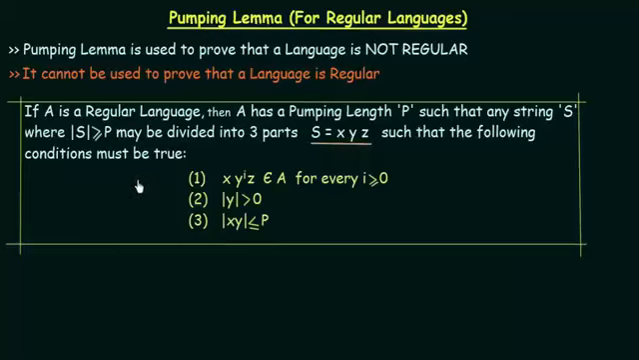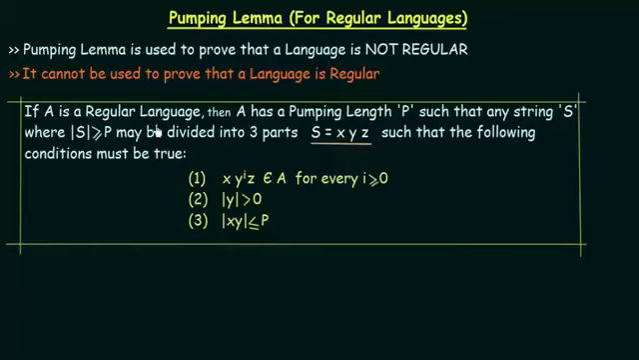Here is the statement of the pumping lemma. It says that if A is a regular language, then A has a pumping length P such that any string S where the length of S is greater than or equal to P may be divided into three parts, S equals XYZ, such that the following conditions must be true. Let's try to understand this statement before we come to the conditions. Suppose we have a language A and we assume that it is a regular language.